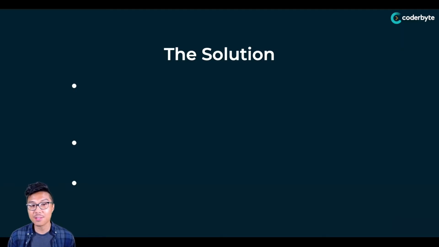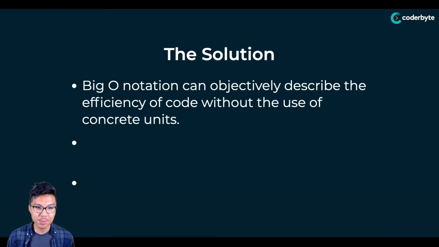And how do we actually solve this issue? Well, we use Big O notation. Big O notation gives us a way that we can really objectively describe the efficiency of code without the use of any concrete units, right? So we won't measure time in terms of milliseconds or seconds. We won't even measure space in terms of megabytes or kilobytes or even just bytes.